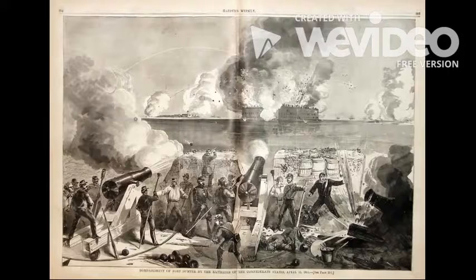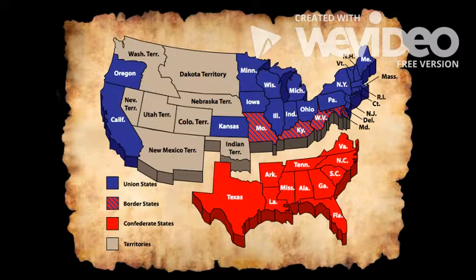Although most slave states seceded, there were still 4 slave states called border states that did not secede and stayed within the Union. These 4 states were Kentucky, Missouri, Delaware, and Maryland. Each of these border states was critical for the Union.